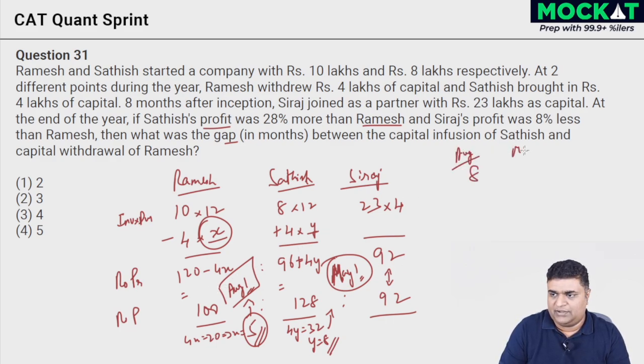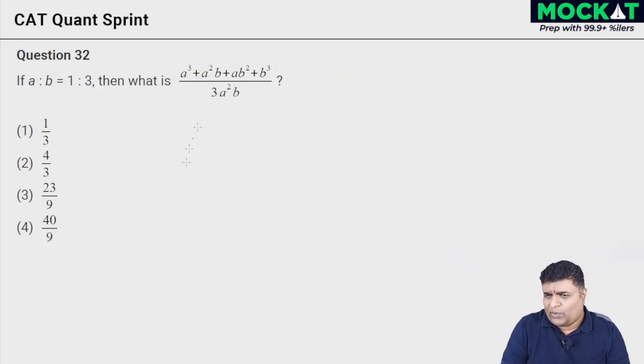And May over here is the 5th month. And the gap over here is 3 months. So option 2 becomes the answer here. On to question 32. Quite a simple question.